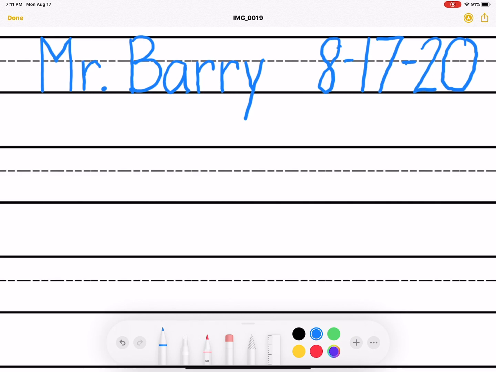Write your name and the date and write it neatly, ensuring that you're using a capital letter for the first letter of your name and the other letters are all lowercase, and that the numbers are tall and reach the top line, just like the capital letters. Okay, so that's what you do right now. And then you can continue. So right now, pause the video and do that work. And now you come back.